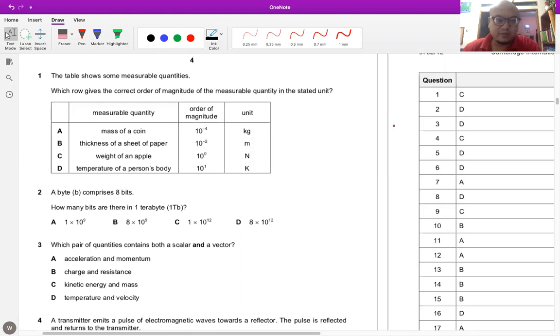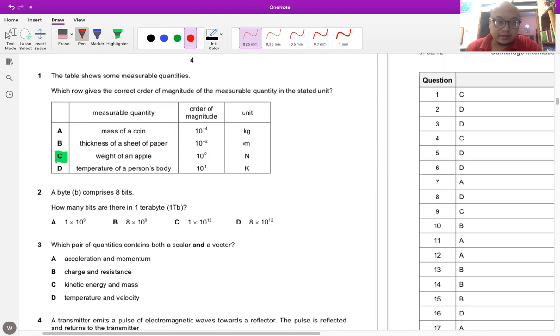Okay, let me check number 1. The answer is C, so I will highlight C. Why is the answer C? The table shows some measurable quantities. Which row gives the correct order of magnitude of a measurable quantity in the stated unit? This is the table about measurable quantities and orders of magnitude, and the units, I think, are correct.